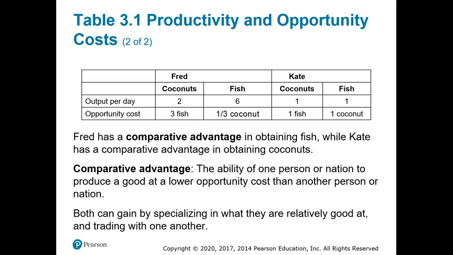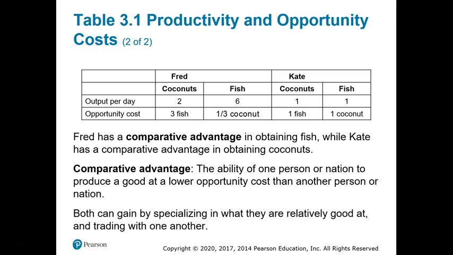Fred has the comparative advantage in obtaining fish, while Kate, technically, if we do the math, would have a comparative advantage in obtaining coconuts once she gives up that fish. Comparative advantage is just the ability of one person or nation to produce a good at a lower opportunity cost than another. So how do we figure out that opportunity cost?